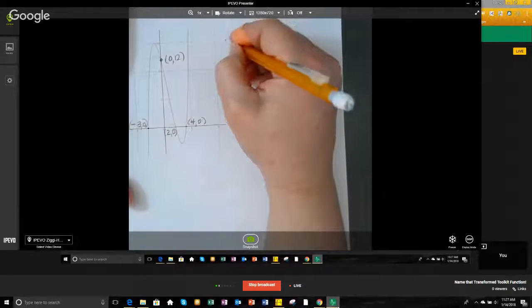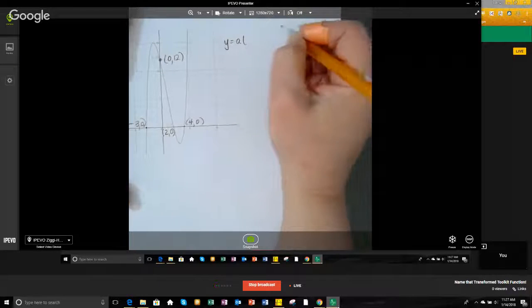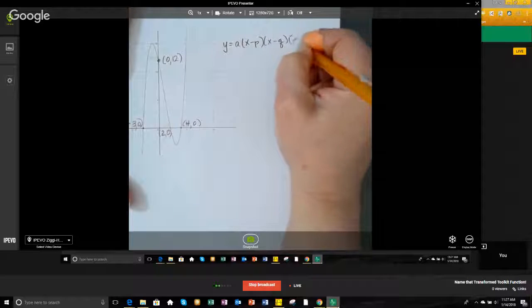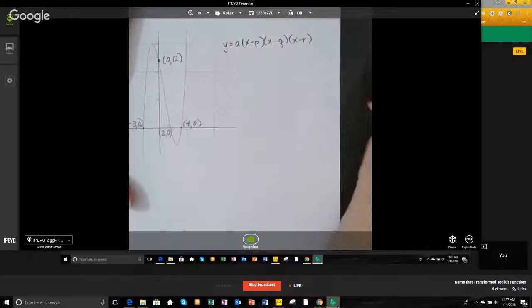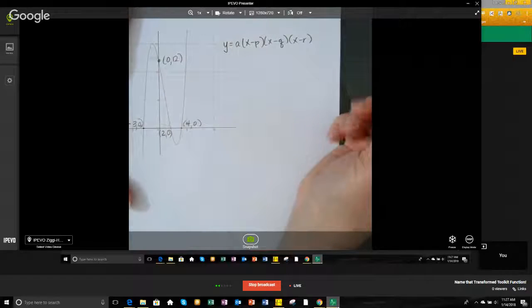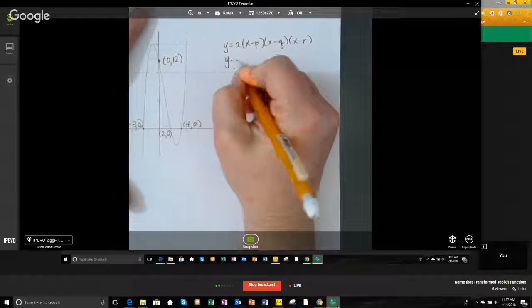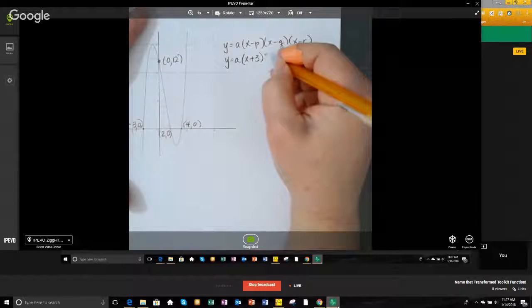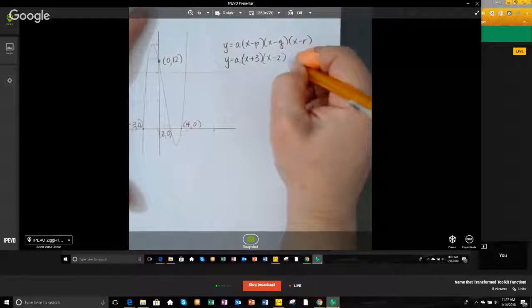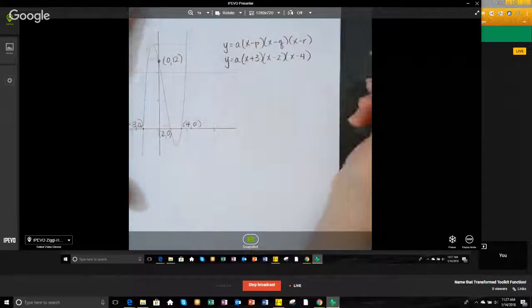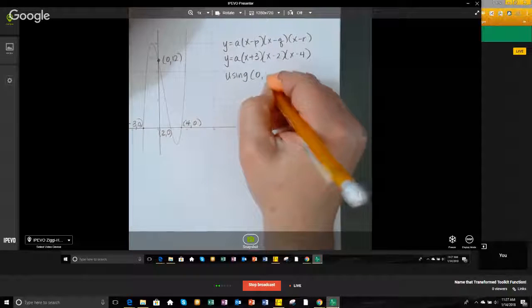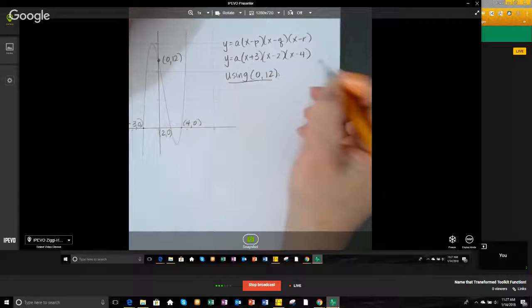So the only way to do this cubic is in factored form. So we're going to say this is y equals a times x minus p times x minus q times x minus r, where p, q, and r are those zeros. And we can rewrite this equation as a times x plus 3, because we have to use the opposite here to make it a factor, and then x minus 2 times x minus 4. And using the point they gave us, which was using 0, 12, we can solve for the stretch factor a.